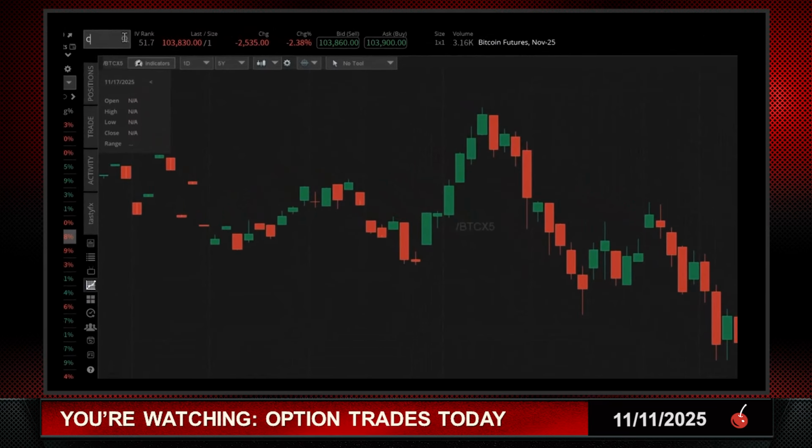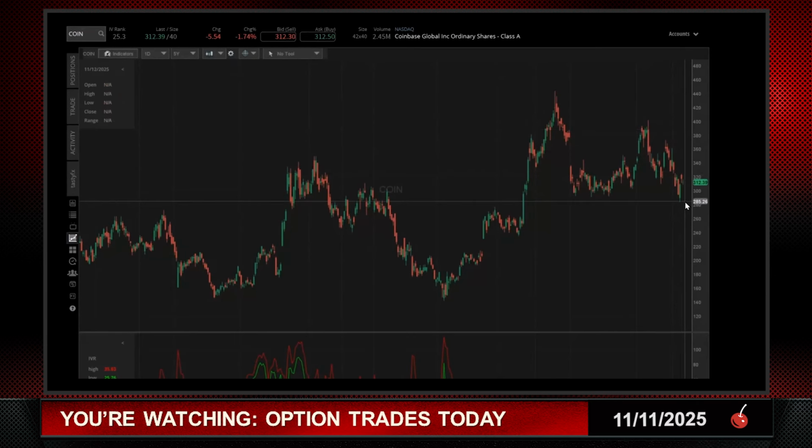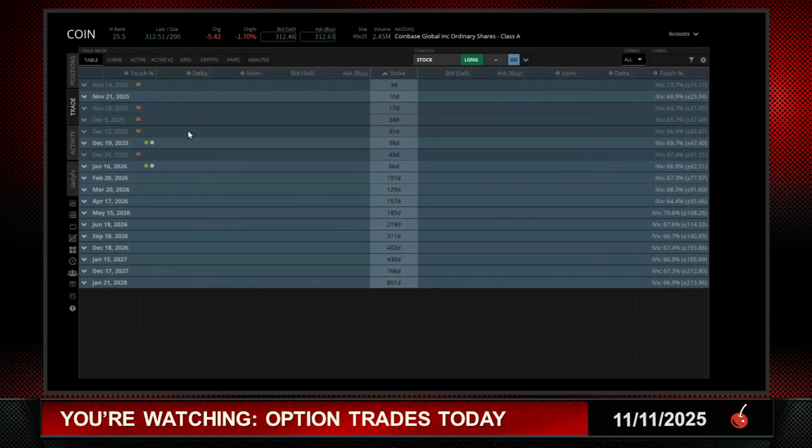Well, one of the more liquid products, although it's not as liquid as I would like, is Coinbase. You can see Coinbase here following the market lower in Bitcoin, down $5.55 right now. I'm going to look to do a diagonal trade in coin. Let me explain to you what that is. First of all, you have to have a directional bias. My directional bias, being contrarian, is to the upside. So I'm going to look to buy a call that's closer to the money in January.